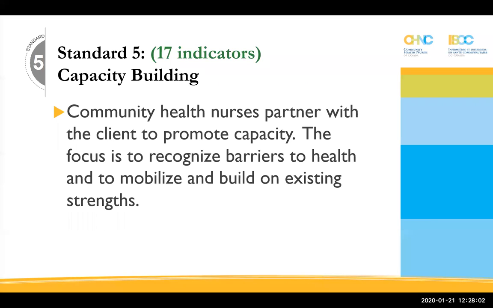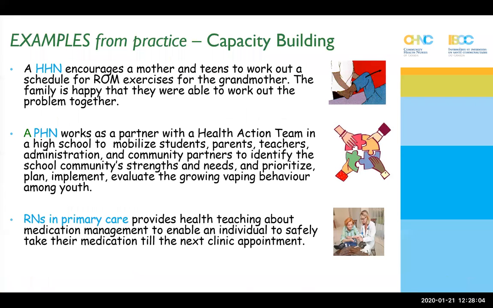So when we look at examples of capacity building, here's an example of a mother and a teen working out a schedule for range of motion exercises for the grandmother. The family's happy that they're able to work out the problem together. So look, engaging clients and families in their care plan to assess who can do what, and supporting them with teaching and reinforcement so that they're safe to take on some of that care and keep their loved one at home or support them in a program.